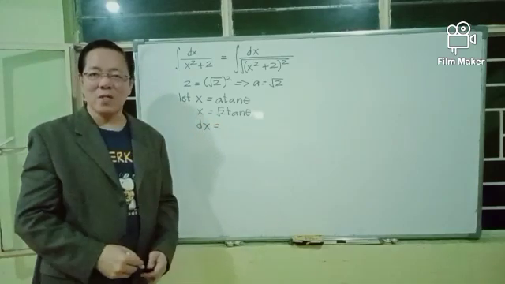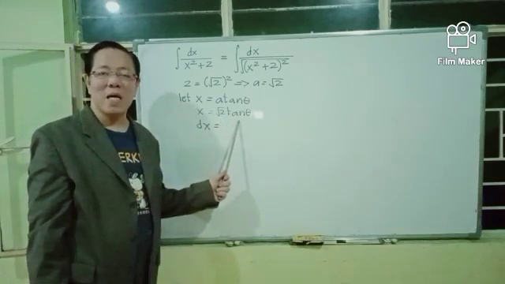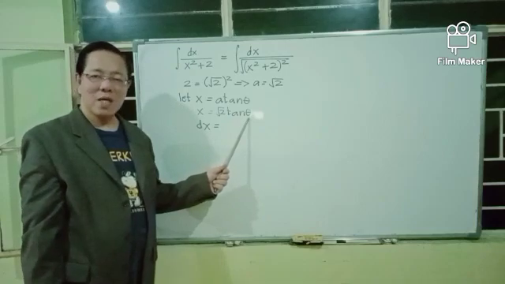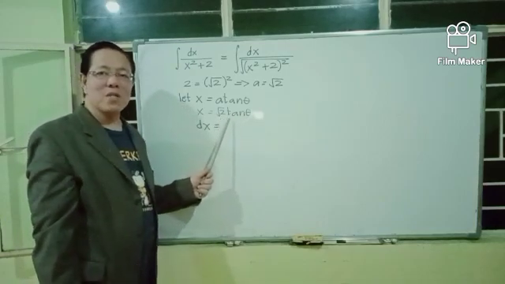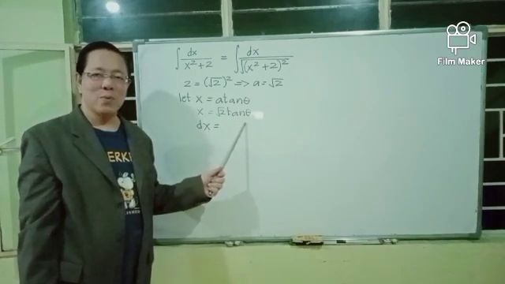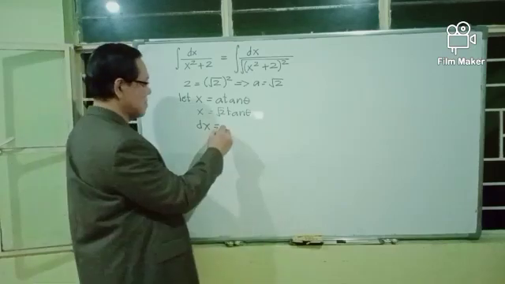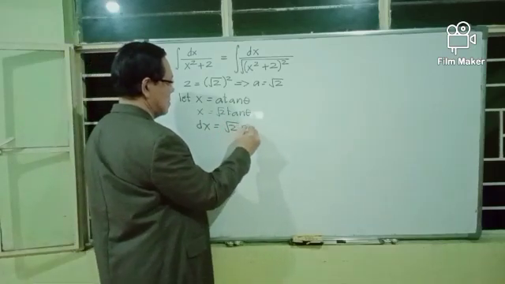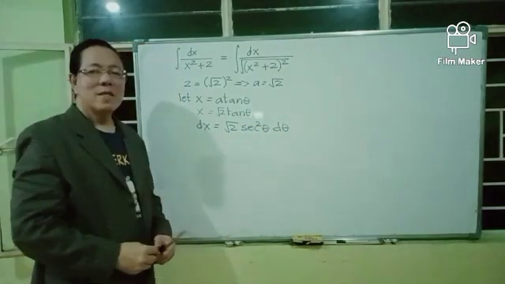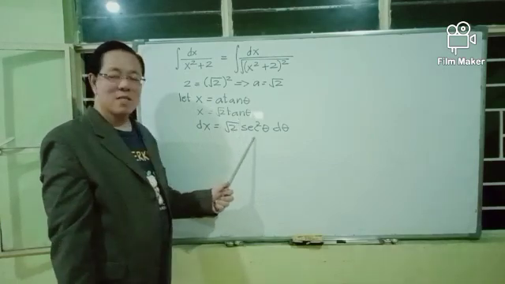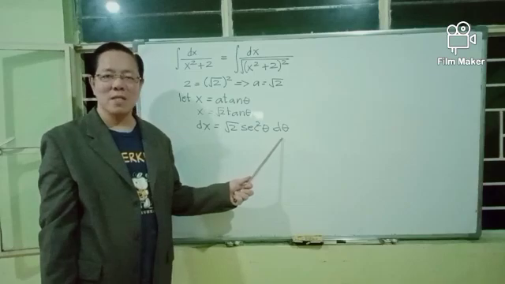And derivative of square root of 2 times tangent theta is equal to square root of 2 times derivative of tangent theta times derivative of theta, which is 1 multiplied by d theta. Hence, derivative of square root of 2 times tangent theta equals square root of 2 times secant squared theta. Derivative of tangent theta is secant squared theta. Derivative of theta is 1 multiplied by d theta equals d theta.